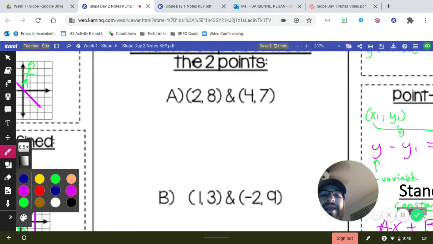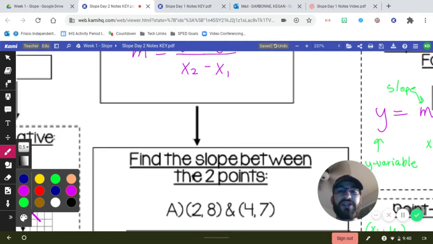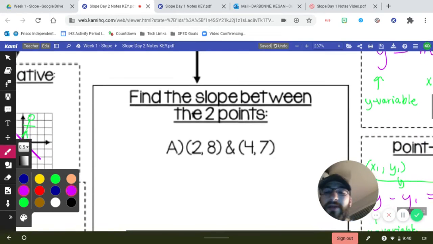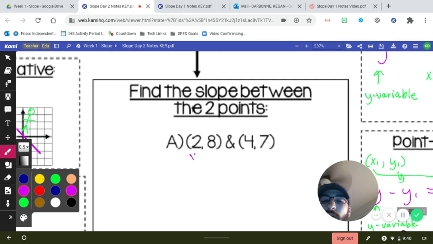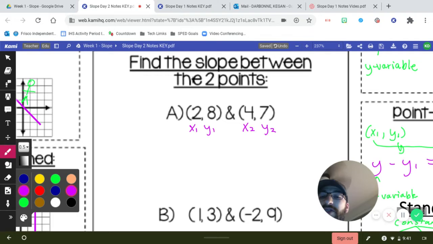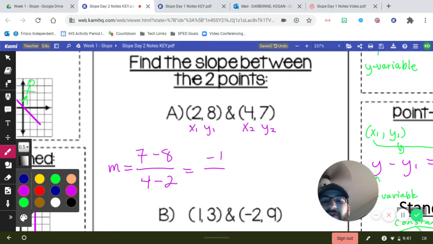So the first one we're going to talk about, we did this last time, but finding slope between 2 points. So if I have 2, 8 and I have 4, 7, the first time I'm going to show you how to use it with the slope formula. With your 2 points, x1, y1, and x2, y2, the first point is the 1s, second point is the 2s. So I'm going to plug it into our equation. m is equal to 7 minus 8 for y2 minus y1 over 4 minus 2 for x2 minus x1. So that would be equal to negative 1 over 2, which is just negative 1/2 for our slope.